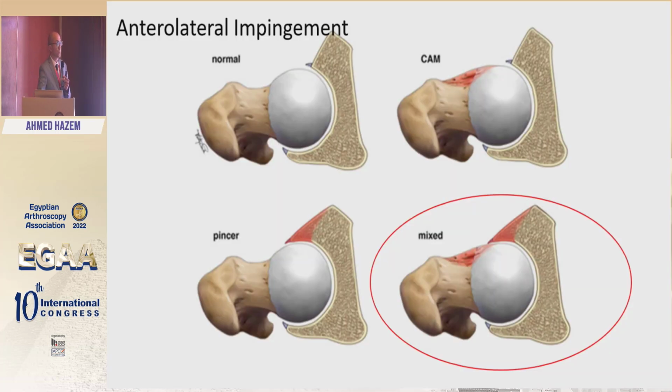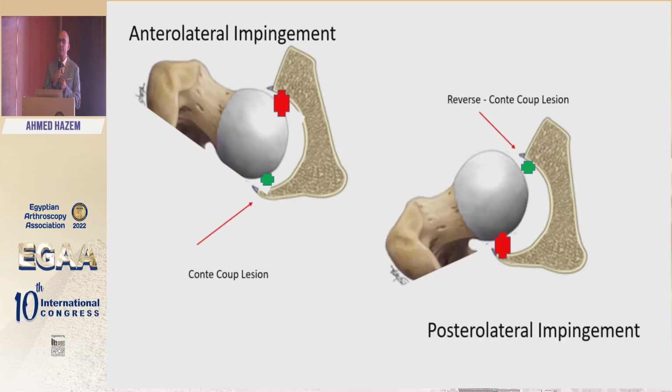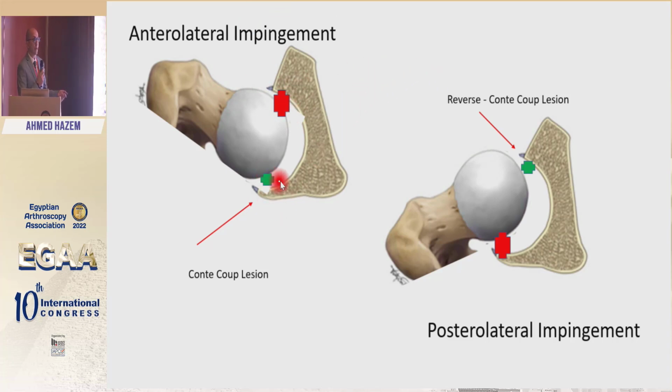You all know the different types of FAI, and the most common is the mixed type. We have the cam, the pincer, and the most common is the mix. So most of the patients have a combination of both. But this is anterolateral impingement. So we're looking at the hip impinging anterior. From the cam, you get the labral tear, the delamination. And if it's very strong impingement, you get the small lesions on the back, which are the contrecoup lesions.